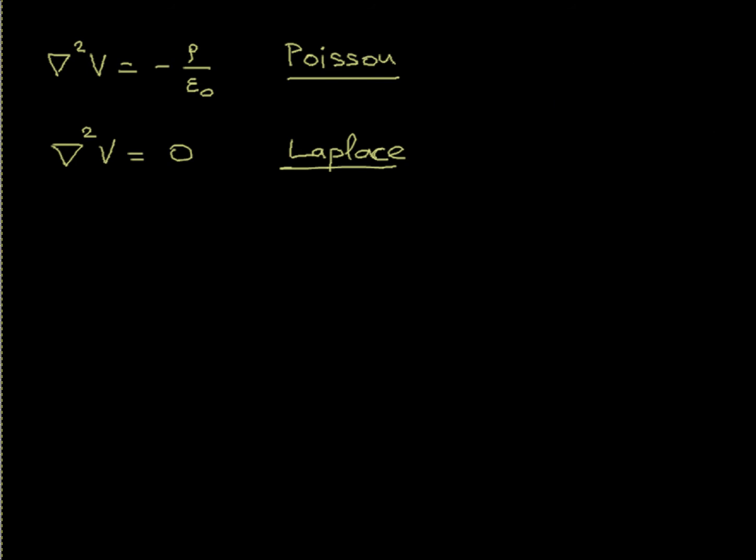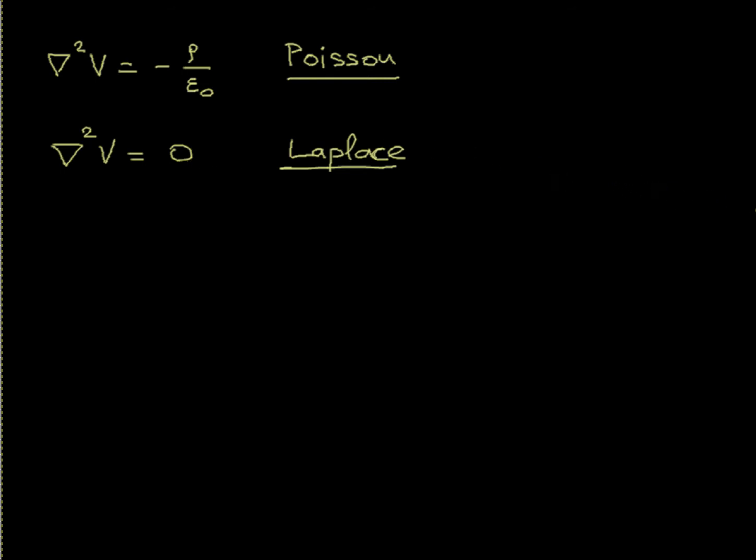All right. Now, Poisson's equation says that the Laplacian of the potential is equal to minus the charge density over epsilon naught. Now, Laplace's equation is really Poisson's equation when the charge density is 0. So obviously if you plug in a 0 here, you get that the Laplacian of the potential is 0.